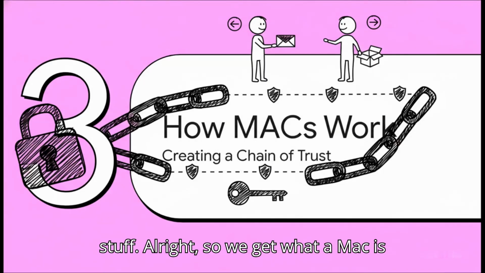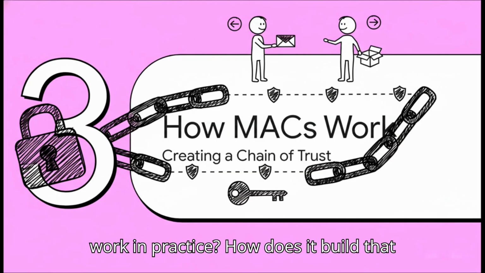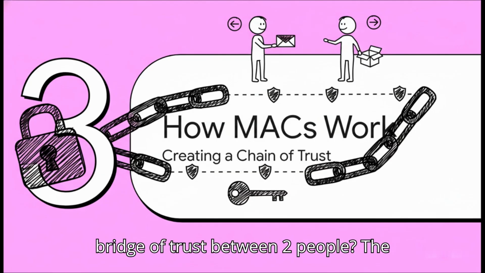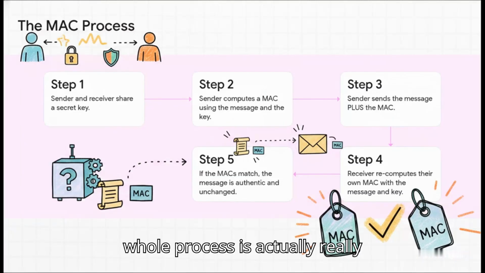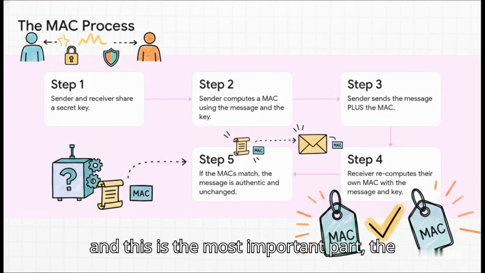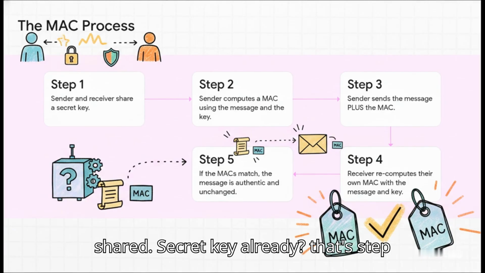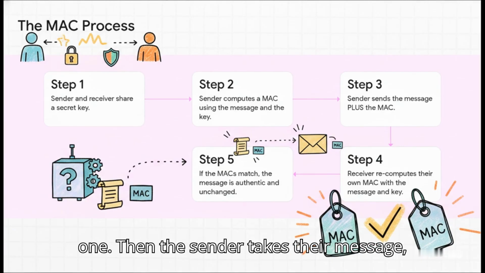All right, so we get what a MAC is conceptually, but how does it actually work in practice? How does it build that bridge of trust between two people? The whole process is actually really straightforward. So, first things first, and this is the most important part, the sender and receiver have to have a shared secret key already. That's step one.